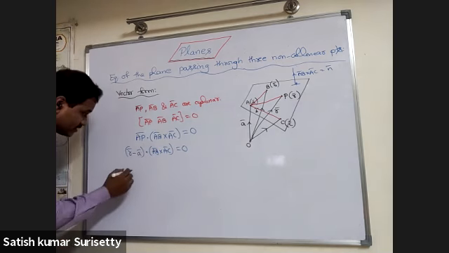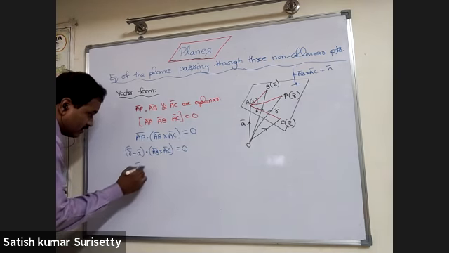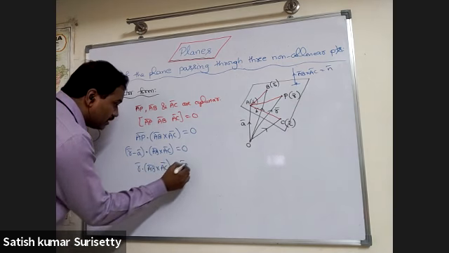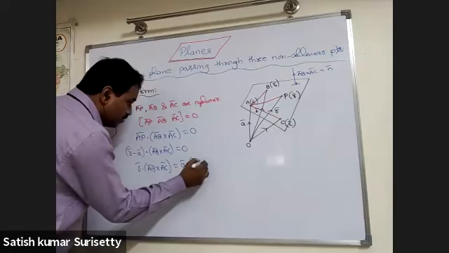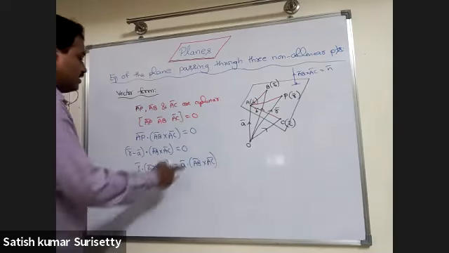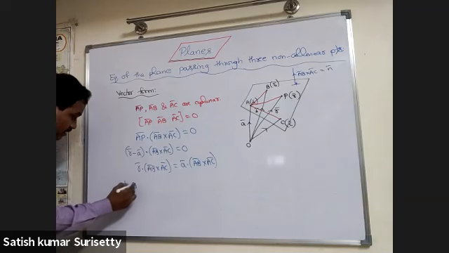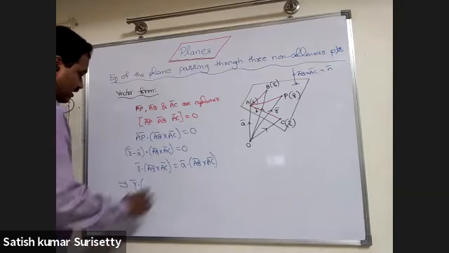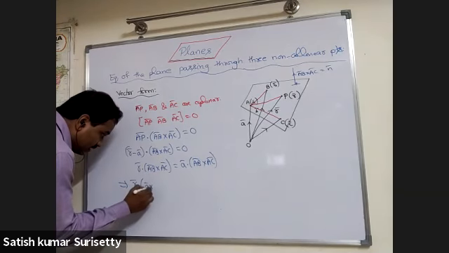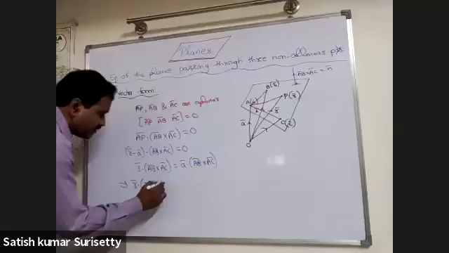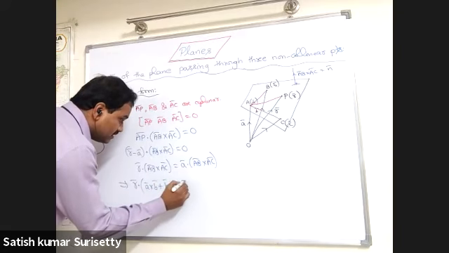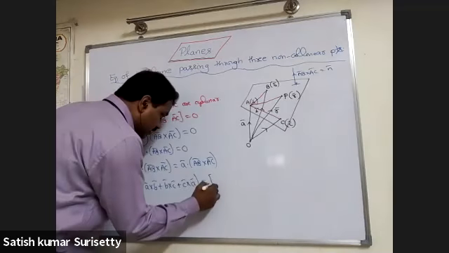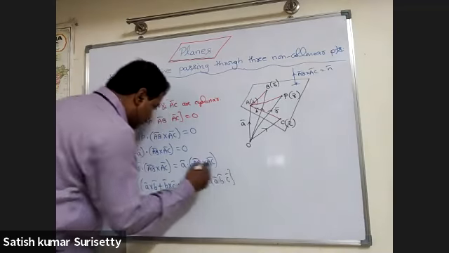So this again I can expand and write as r bar dot AB bar cross AC bar equal to a bar dot AB bar cross AC bar. Now in terms of position vectors, it will be r bar dot, so if I write b bar minus a bar cross c bar minus a bar and simplify, you'll get a cross b plus b cross c plus c cross a equal to scalar triple product of a bar, b bar, c bar.